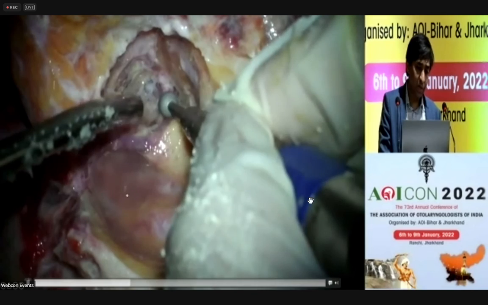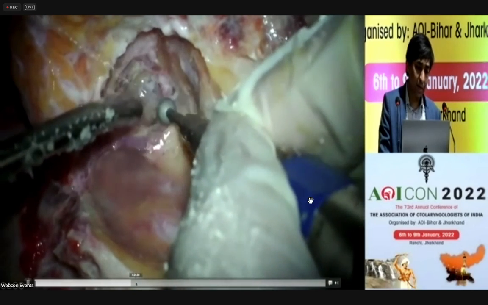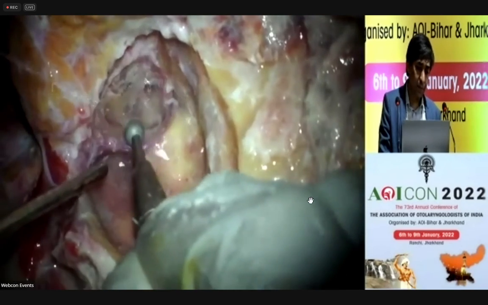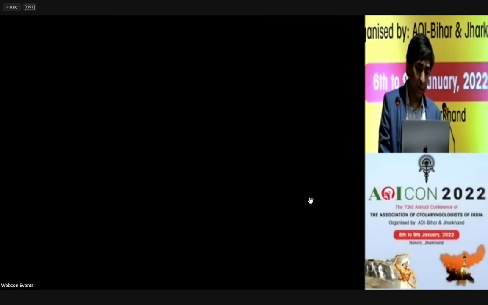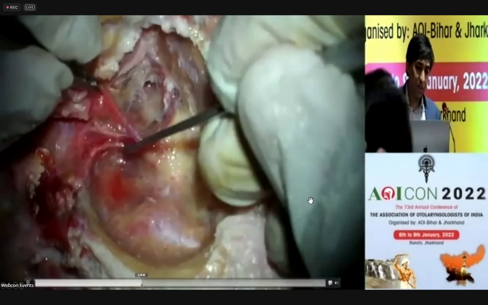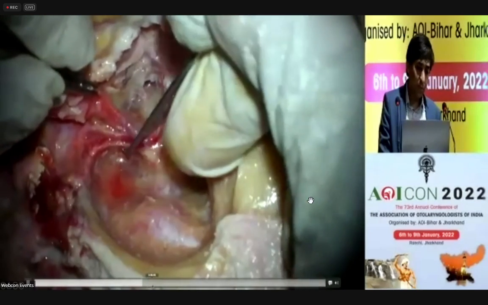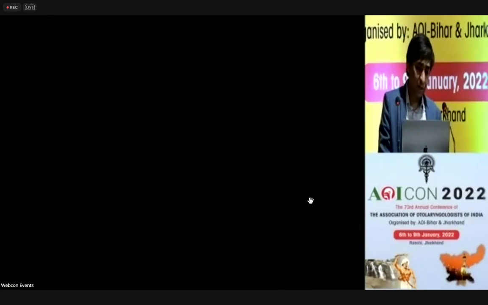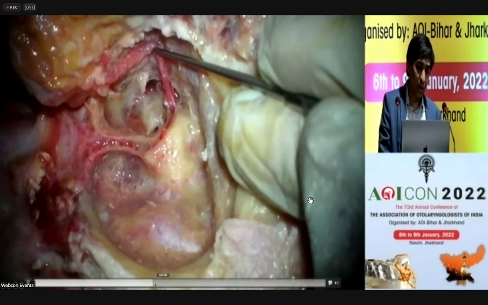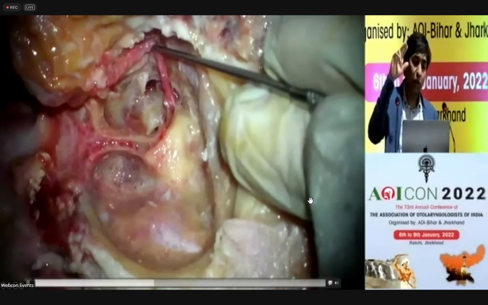Facial nerve has been identified. This is probably one area where I use a fine diamond burr absolutely on the nerve to remove the last bit of bone on the facial nerve. And then I begin rerouting the facial nerve. It's very important to reroute the facial nerve from the geniculate ganglion all the way up to the stylomastoid foramen and a little bit into the parotid tissue to get this kind of release.